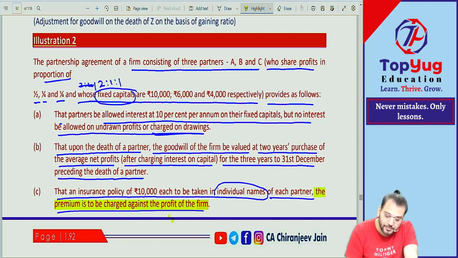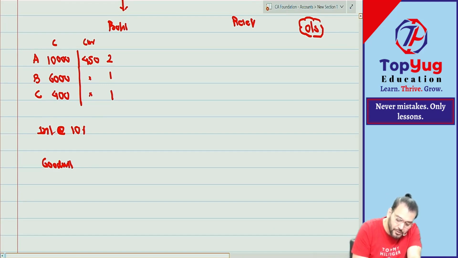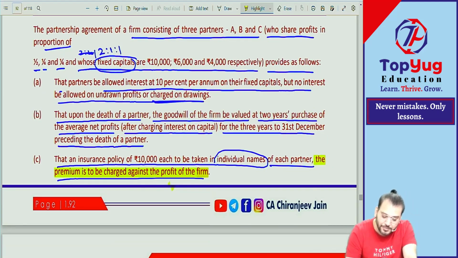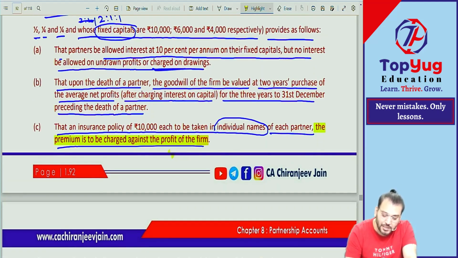Then goodwill. Goodwill will be valued at what? Goodwill is equal to 2 years' purchase of average profit. For that they have already given the profit information, but the profit should be after charging interest on capital.